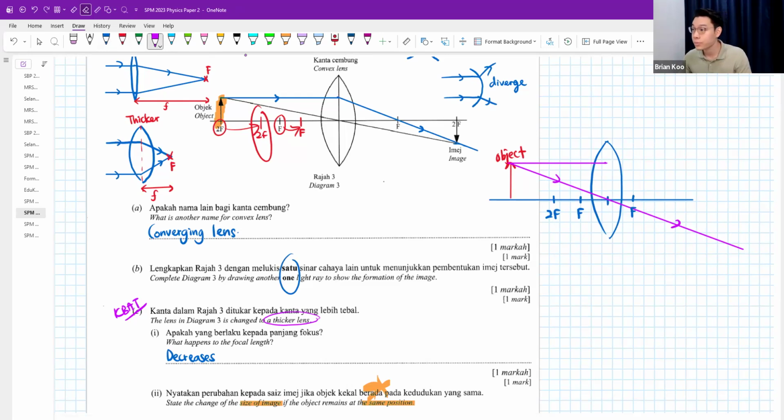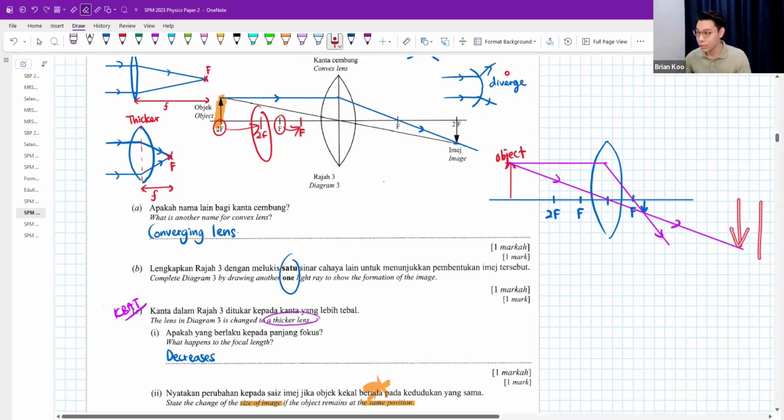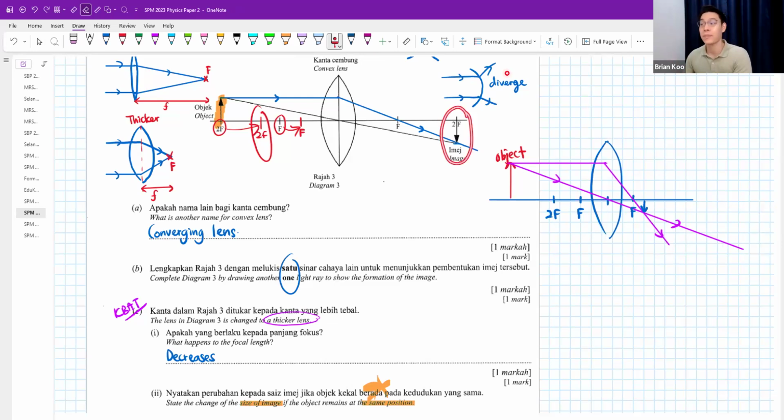Okay. Can you see that the image is much, much smaller? At first, the image is quite big. It's quite far away. Remember that the closer your image is to your lens, the smaller it is. Sorry, the smaller it is, my bad. If it's very close, it is small. If it's further, it will become bigger and bigger. The original one is bigger because it's further. The one right now is smaller because it's closer. The answer is decreases.